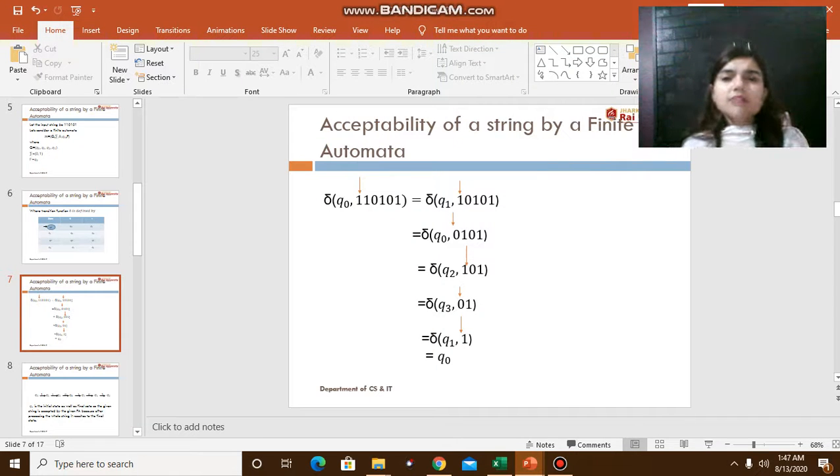Now, let's start the acceptability of a string by a finite automata. In the previous lecture, as I told you, the arrow was in the wrong position. In this diagram, here in this slide, the arrow is in the correct position. Okay. Now let's see. We have to process the given string, and the given string is 110101. The first symbol is 1, and we are starting with the state q0.